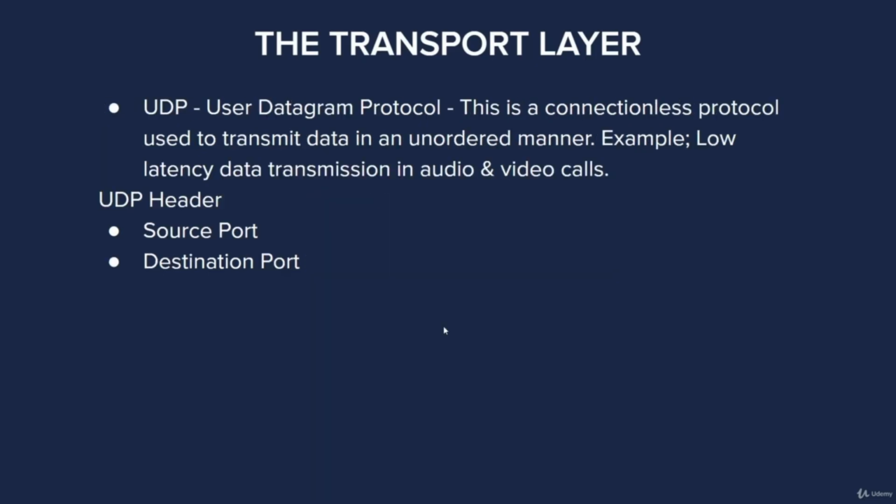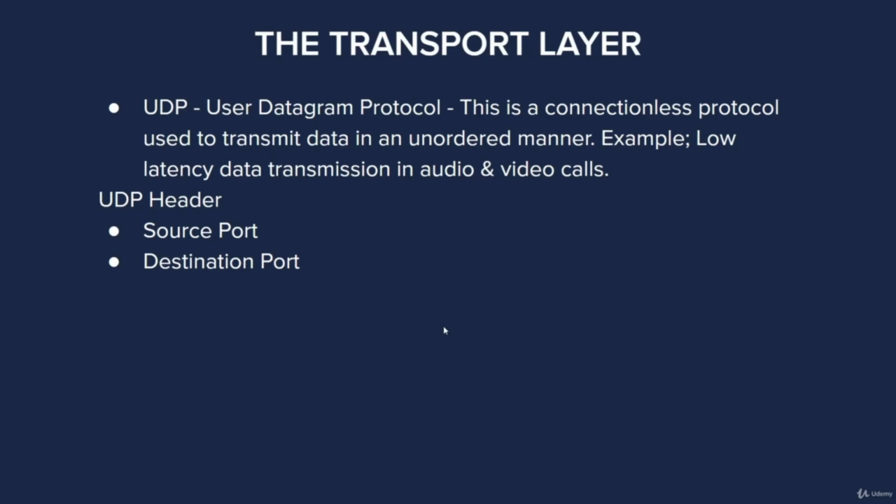When we talk about UDP, or the User Datagram Protocol, this is a connectionless protocol that is used to transmit data in an unordered manner. An example of this is low latency data transmission or communication, such as audio and video calls. This is a scenario where you want data to be sent without any real regard to the order in which it's sent. You want something that is sent really quickly.